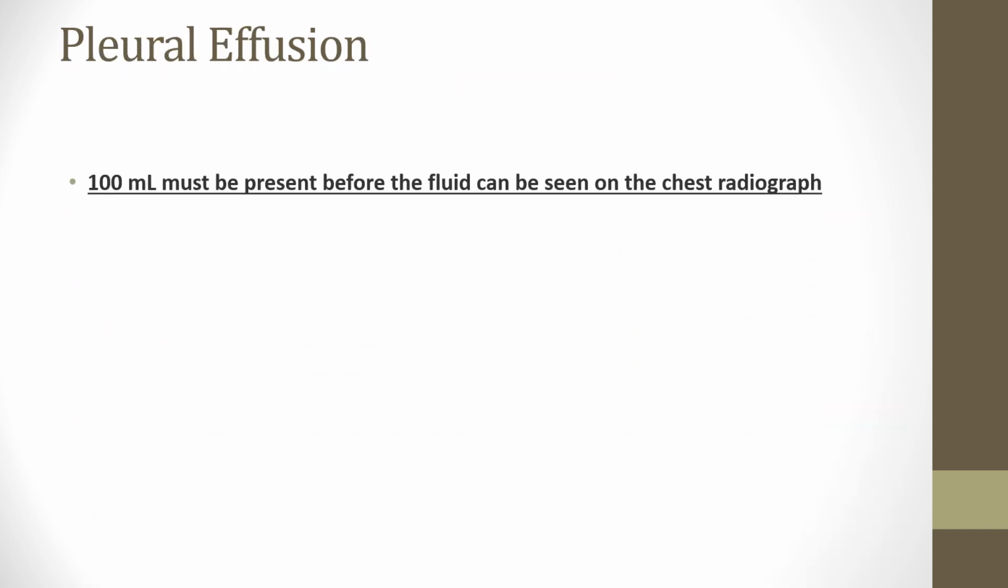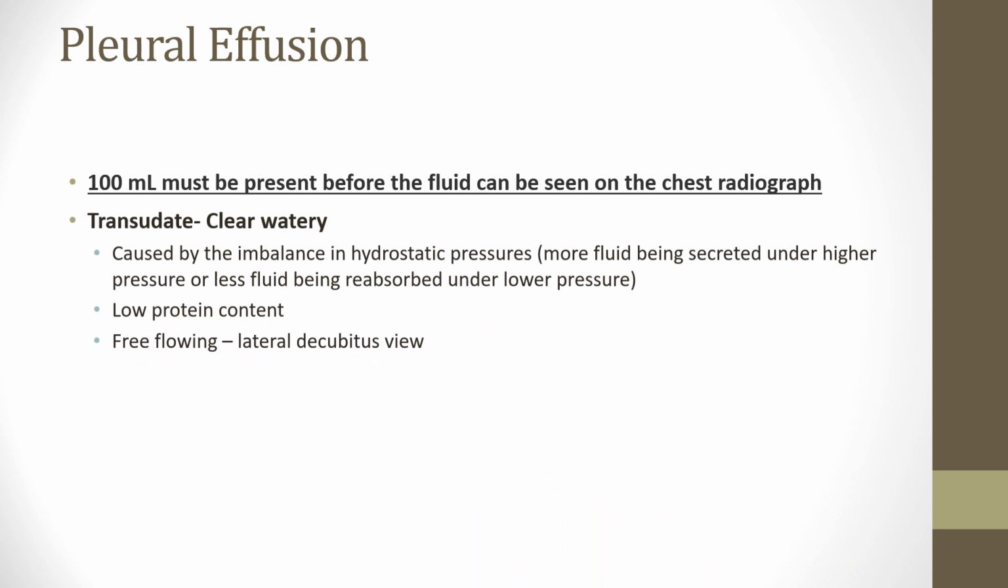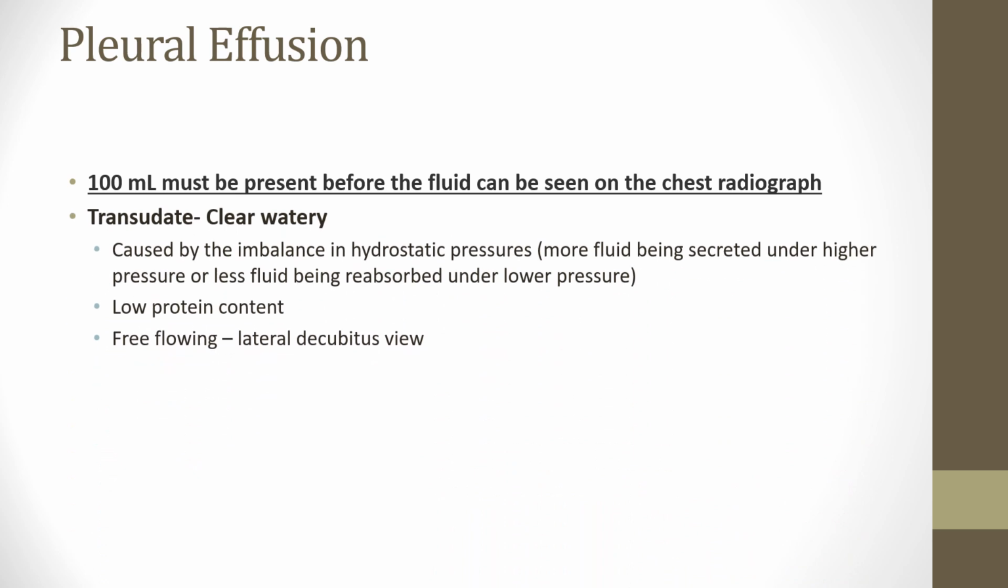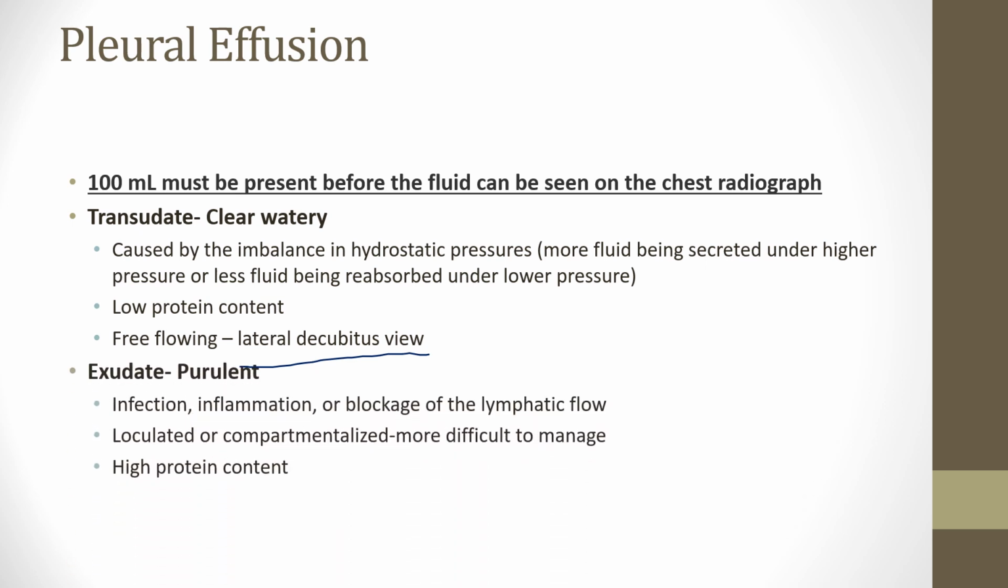Okay, pleural effusions. There must be at least 100 mLs present before the fluid can be seen on a chest X-ray. So a transudate, remember, is a clear, watery, low protein content fluid, and more common with fluid overload, especially with CHF patients, lung cancer patients. Usually those are transudates that you'll see with these types of patients. So it's just more vascular pressure or low albumin content, right? Low protein content. They're very free flowing. You'll see them best in the lateral decubitus view. If you're asked which view would be best to see a pleural effusion, you might think about answering lateral decubitus.